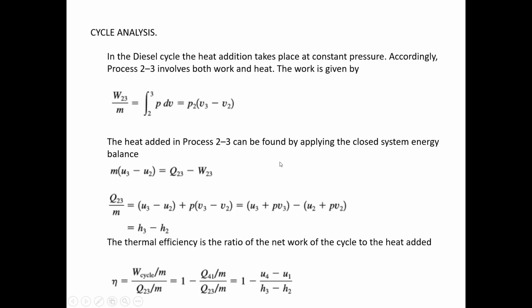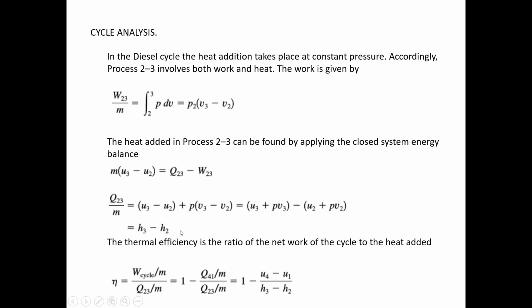Then also the heat added in the process 2-3 can be found by applying the closed system energy balance. That means, if you remember the first law of thermodynamics, right? So we can consider the internal energy change equal to Q minus W, right? Then with that we can equate this one by substituting for W, right? U3 minus U2, Q, that means the heat transfer, Q equal to U3 minus U2 plus P delta V, right? Then we can arrange this like this and it becomes H3 minus H2.